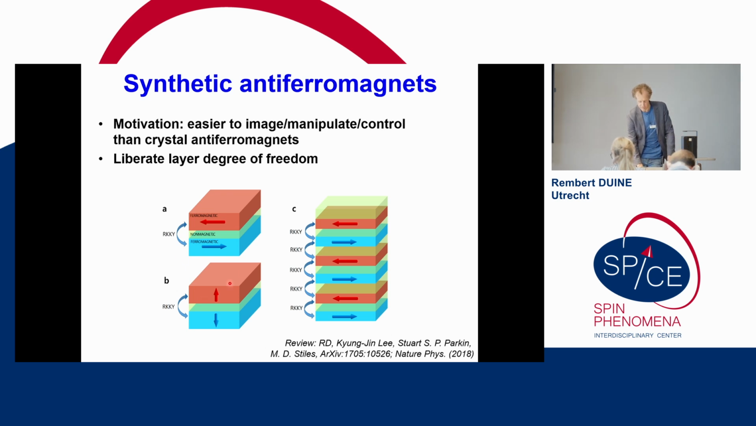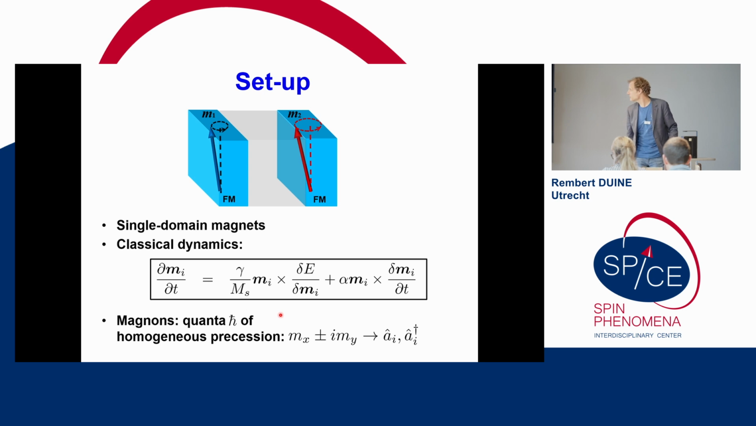In this example, the magnets are in plane. They can be out of plane, or you can put more than one, and you get these magnetic multilayers. So these kinds of structures were very crucial in discovering giant magnetoresistance, which kickstarted to a large extent spintronics. And they're kind of easier to work with than crystal antiferromagnets, because of the larger scale, you can basically manipulate both magnets separately. So the setup that I'll be talking about most of the time is just a bilayer.